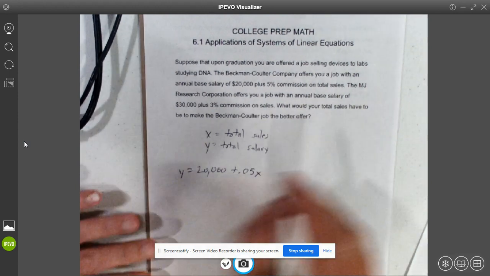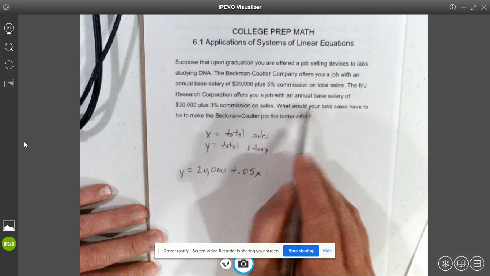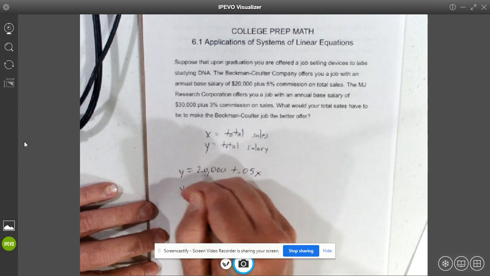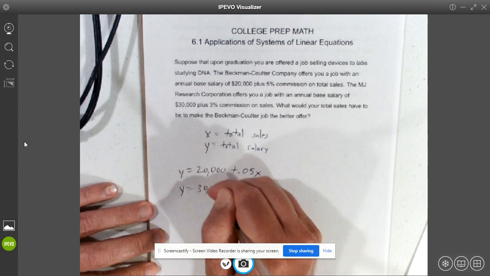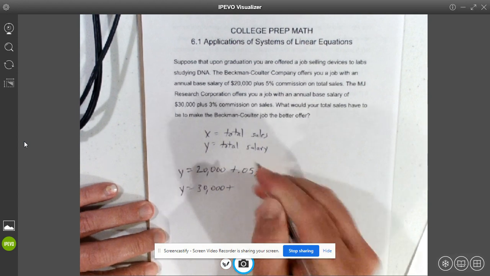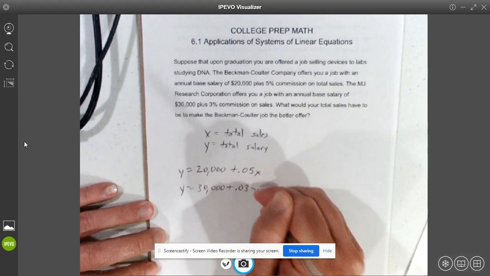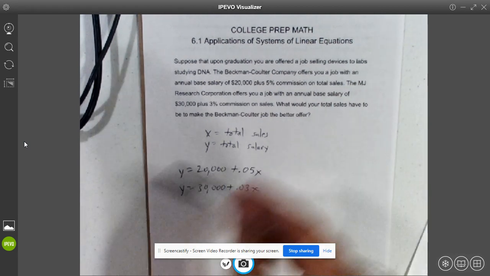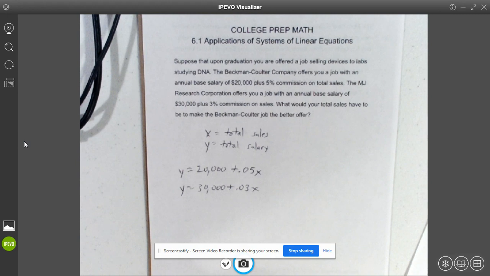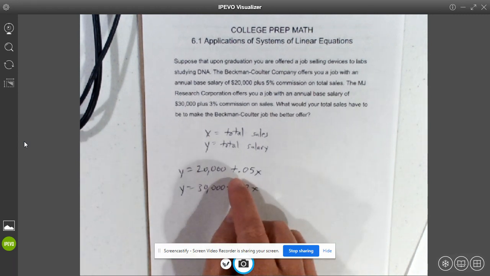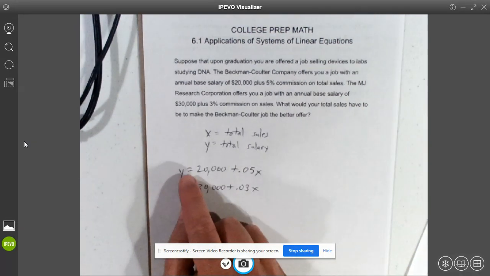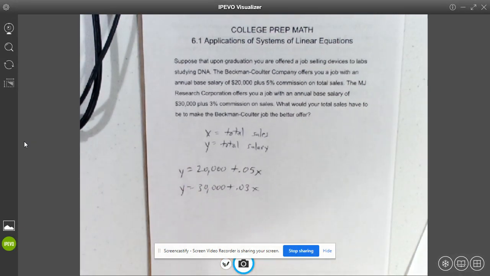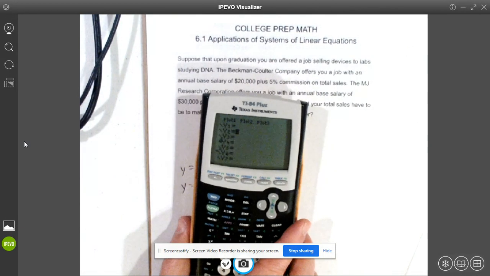Now the second offer, the MJ Research, says, hey, your total salary is going to be $30,000 plus a 3% commission. All right. So the first thing here, let's look at how we might use technology to do this, and then we'll come back and solve it without technology, and I'll let you decide which way you want to do. These are both linear equations, and they're both written with y by itself here, so I can enter that into my calculator.